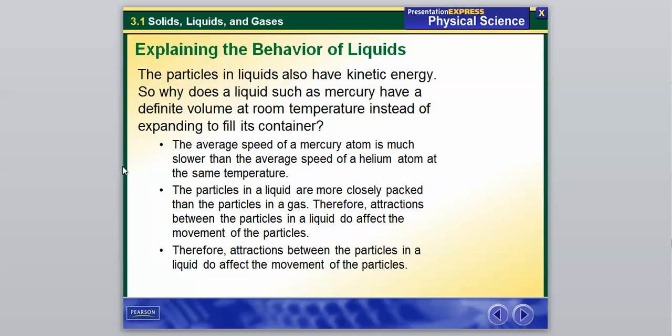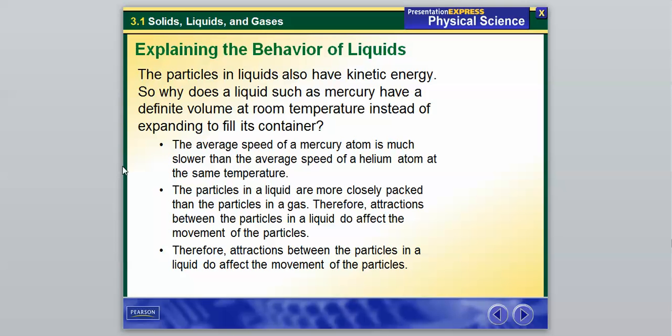So it says the particles in liquids also have kinetic energy, which again, remember, is the energy of motion. So why does a liquid such as mercury have a definite volume at room temperature instead of expanding to fill its container? Because again, that's what a gas can do. It can expand to fill whatever container it is in. And remember, a liquid will take the shape of the container, but it's not going to expand and increase its volume to actually fill it up all the way.